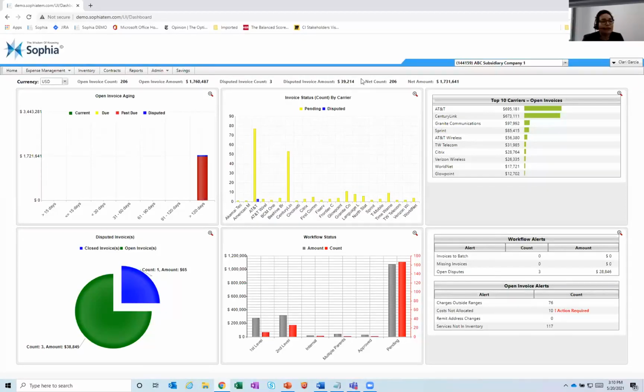So how to tell if you need an expense management solution? Maybe if you are struggling to keep up with the volume of invoices, if you're having issues with late fees, or if services are being disconnected for non-payment. These are some of the things that may prompt you to look at a telecom expense management solution.